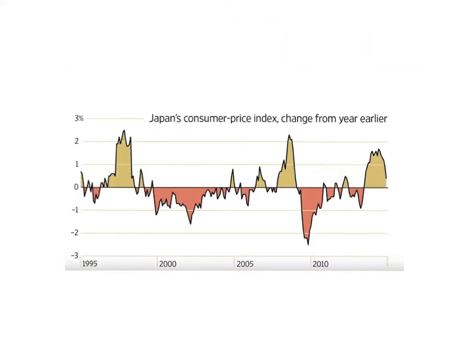So if we look at this graph of Japan's CPI, we can see that they've experienced quite considerable deflation from 1995 up until recently. So again, how have they handled it? Have there been positives or have there been drawbacks? Now, one of the biggest issues has been the impact on growth.